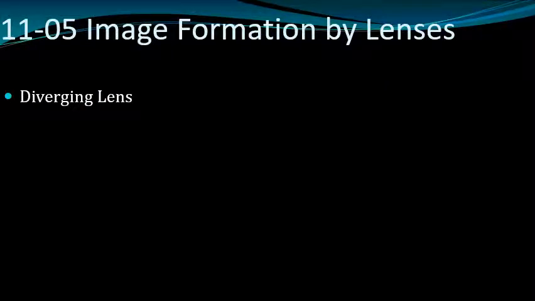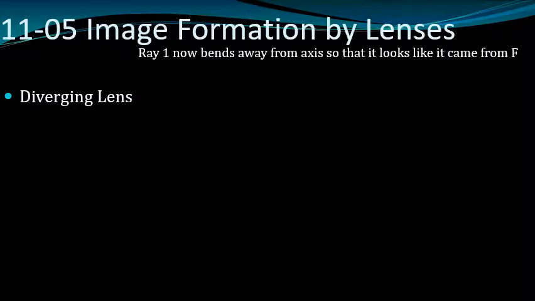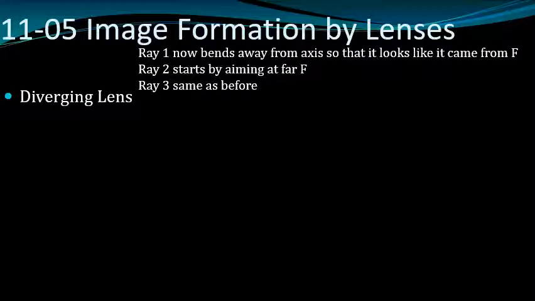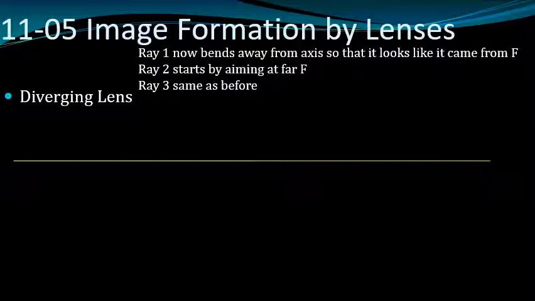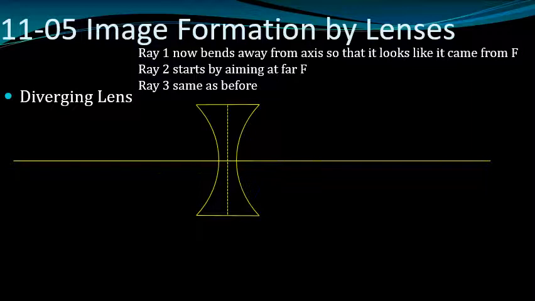For a diverging lens now, try this again. Ray 1, it's now going opposite, it's diverging. So now ray 1 bends away from the axis so that it looks like it came from f. Ray 2 starts by aiming at the far f instead of the one on its side. And ray 3 is the same. There's a principal axis. Our diverging lens, remember it's thin in the middle, thick at the edges. Our focal points, and twice our focal points.